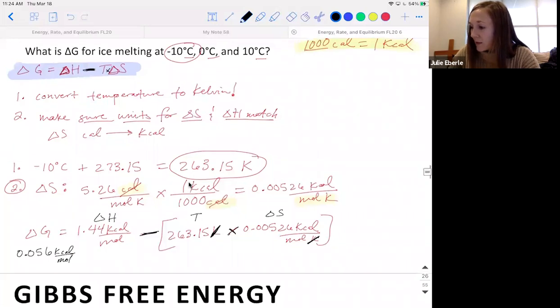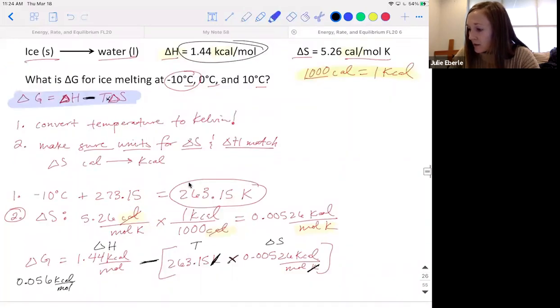Now, again, we didn't even work the problem with 0 degrees Celsius or 10. All you would do there for those, I'm kind of out of space on this slide, you would just convert that to Kelvin temperatures, and you would literally do all the same numbers, same delta H, same delta S. You're just plugging in a different number for T, for temperature. And then you just recalculate your delta G that way, okay?